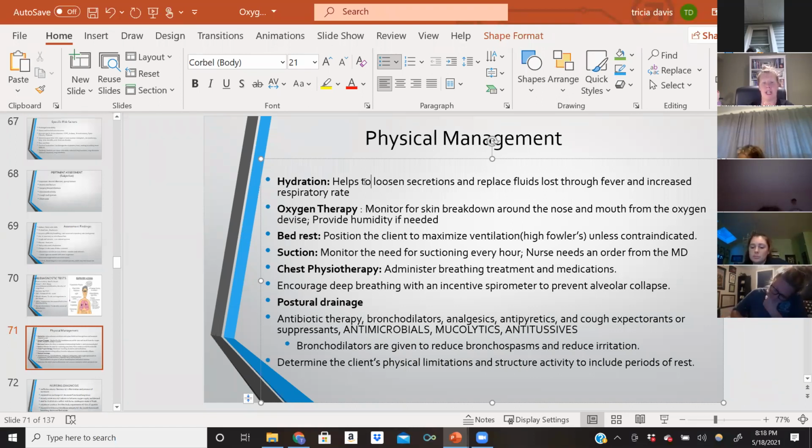Maybe they could benefit from chest physiotherapy. They're going to administer those breathing treatments and different medications and then do those exercises to help loosen that phlegm. We want to encourage deep breathing. So you can do cough and deep breathe. You can do the incentive spirometer because we know that's going to prevent that alveolar collapse. And then postural drainage. So this kind of goes with the chest physiotherapy where they put patients in ideal positions that'll help drain all the mucus and all the secretions that they have, and then it helps them get it up.